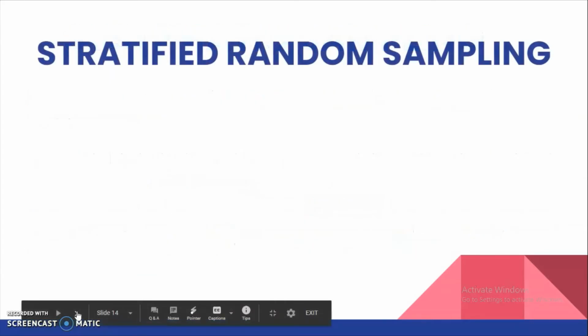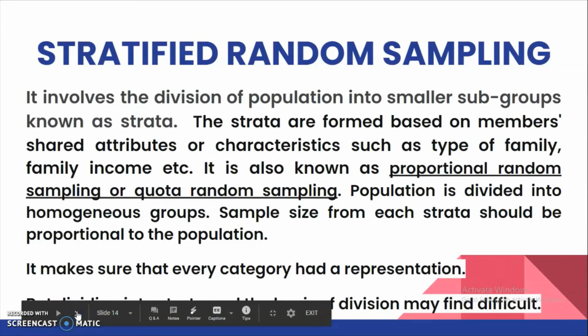Then we'll see the next method, that is stratified random sampling. It involves the division of the population into smaller subgroups known as strata. The strata are formed based on members' shared attributes or characteristics, such as type of family, family income, etc. It is also known as proportional random sampling or quota random sampling. The population is divided into homogeneous groups. The sample size from each stratum should be proportional to the population.